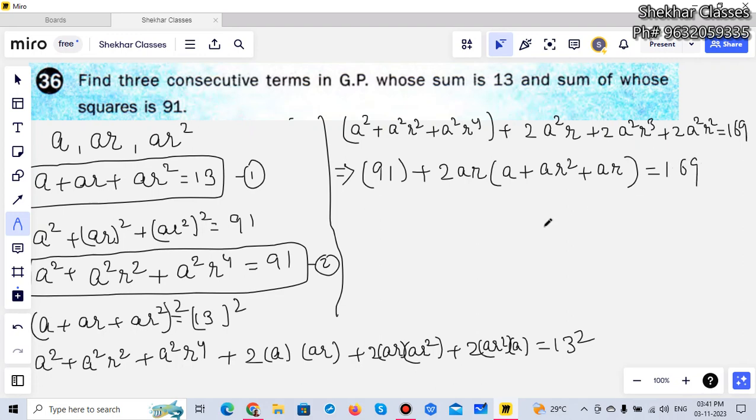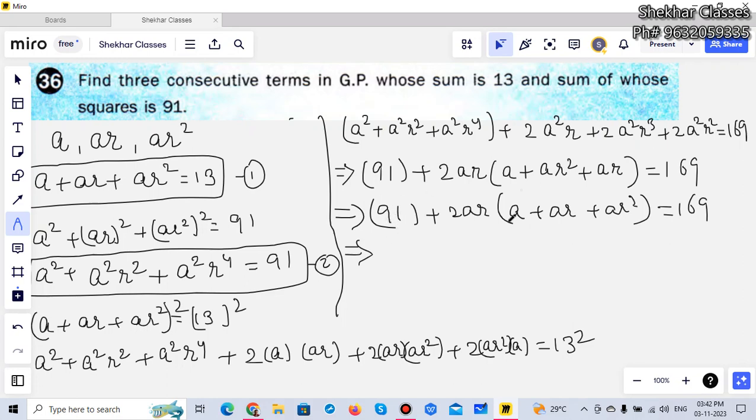Equal to 169. So it will be 91 plus, let me rearrange this, 2AR times (A plus AR plus AR square) is 169. I can move the 91 to the other side. It will be 2AR times (A plus AR plus AR square), which is what? 13, you can see the first equation. So I can put 13 here, and it is equal to 169 minus 91.